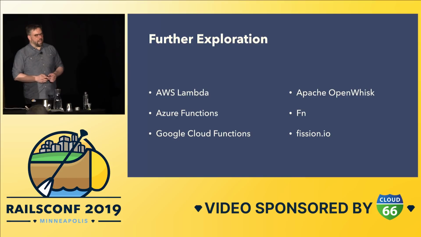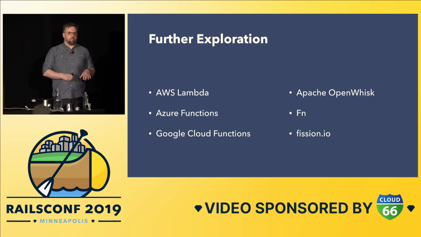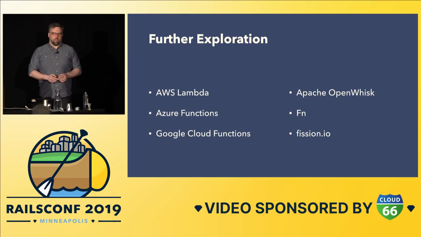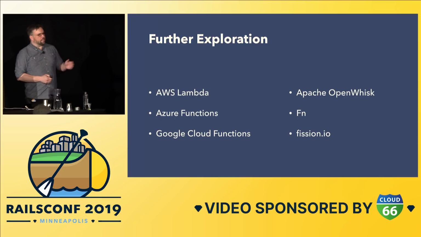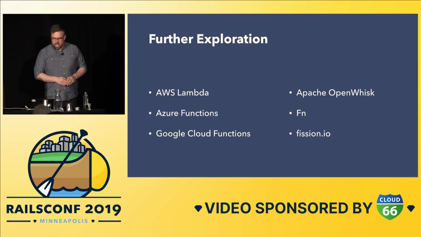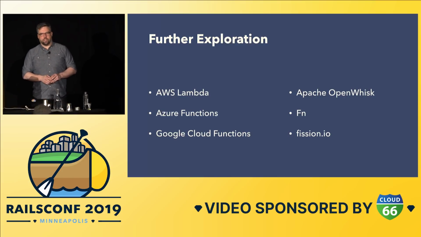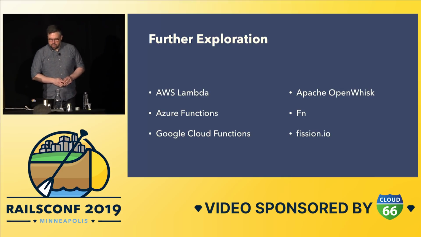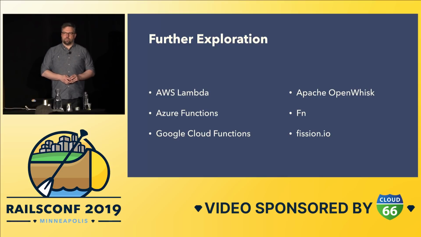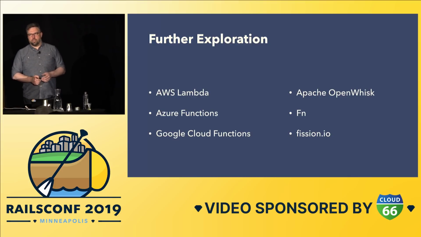OpenWhisk, this is an Apache project. I don't know how tightly, I think it might have been created by IBM. It certainly powers IBM Cloud's cloud functions. So it was either created in partnership or by IBM, but it's an Apache project. Fn is the same kind of thing, but from Oracle. I don't know if it operates Oracle Cloud's functions or not. If you do know, I'd love to know. But it's a project that they sponsor. And then Fission.io is just one of several frameworks that put functions as a service on top of Kubernetes. So Fission.io is one. There's one called OpenFaaS, and there are certainly others.